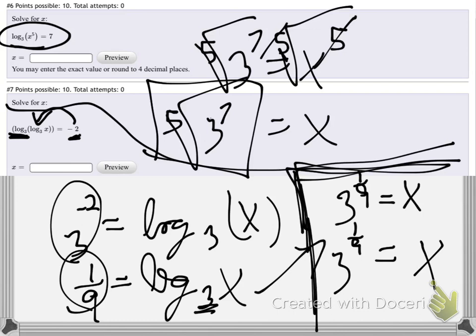And once again, you might be able to get away with just doing 3 to the 1/9 power in the answer box, or else you can do that in a calculator, and then probably they want it out to 4 decimal places. They didn't really specify there.